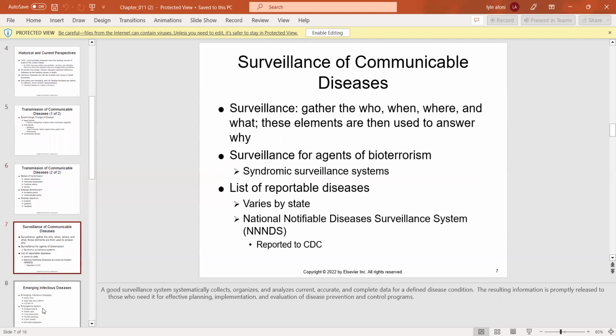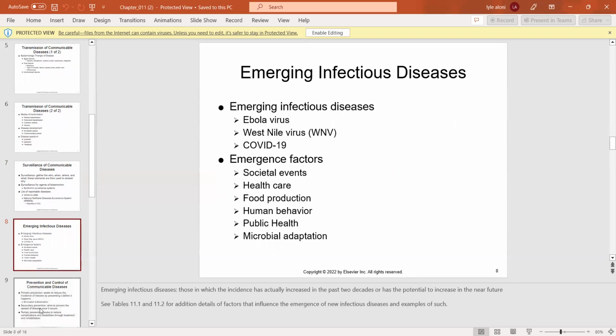When we have a good surveillance system, we collect, organize, and analyze current, accurate, and complete data for a defined disease condition. Our resulting information is then released to those who need it for planning. We look at our reportable diseases. It's going to vary state by state, and know that we will report to the CDC, our national disease surveillance system, which is where we spread it along.